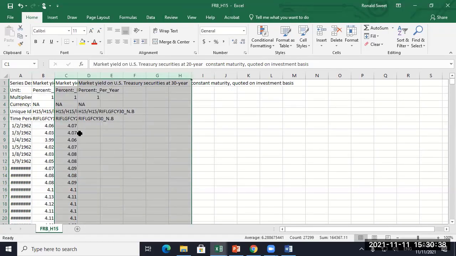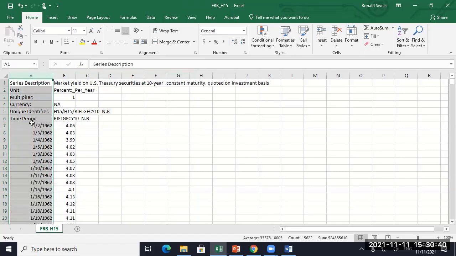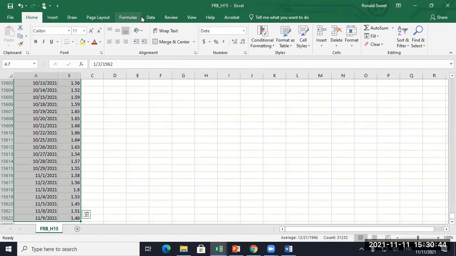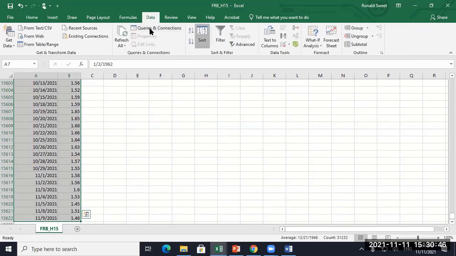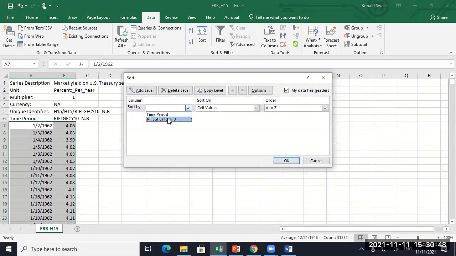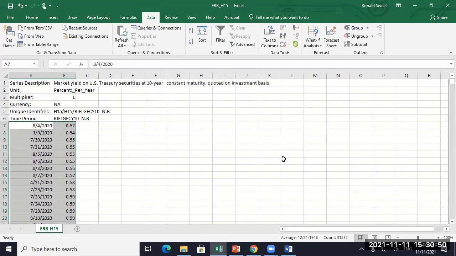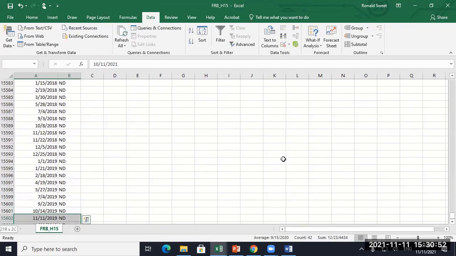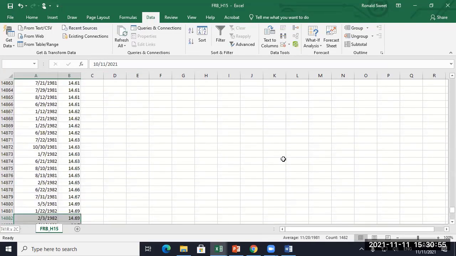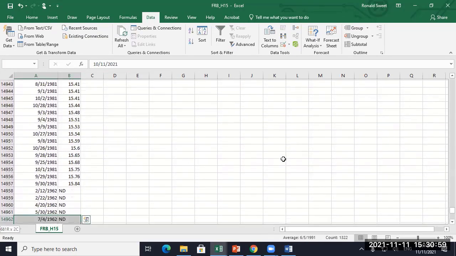The only problem is, for some reason, the Federal Reserve thinks we want to see holidays. I don't know why they think we want to see holidays. So you do have to sort the holidays out. And there's a lot of them. If you're curious where all the holidays happened in the last 70 years, there they are.